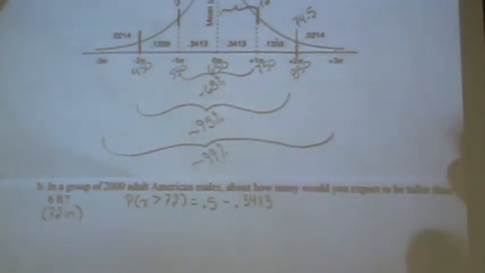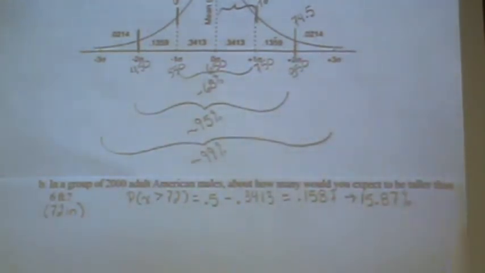So what we're going to do is take 0.5, which is 50% written as a decimal. We're going to take that 50% and we're going to subtract the part that we don't want. So we're going to subtract 0.3413. That's our unwanted part. So when we subtract that, we get 0.1587. So that's 15.87%. So we found the percentage that's greater than 72 inches.